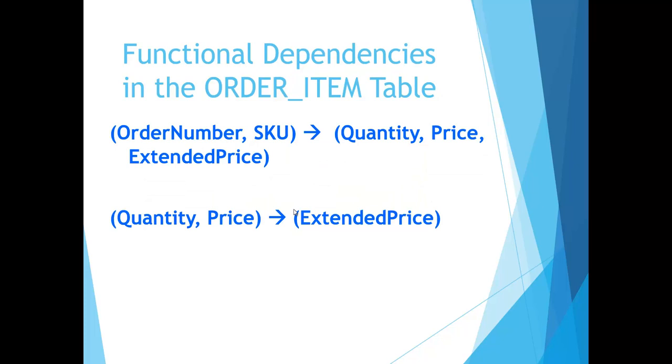The order number with the SKU can be used as a composite determinant to determine the quantity, price, and the extended price. The order number SKU will be the primary key in this table. The other determinant that we can recognize is the quantity price as a composite determinant, which can determine the extended price only. Although it's considered a candidate key, it cannot be used as a primary key for the order item table. Quantity price as a composite determinant can only determine the extended price. Primary keys should determine all attributes within that table.